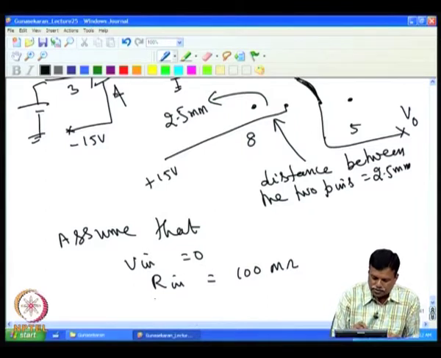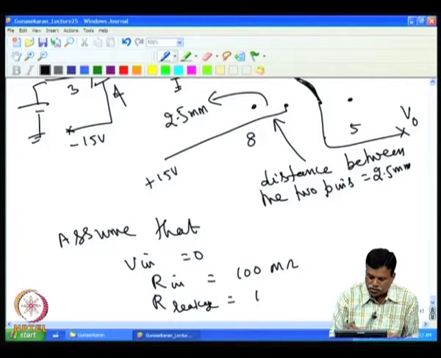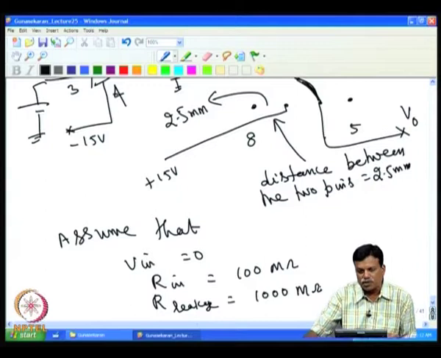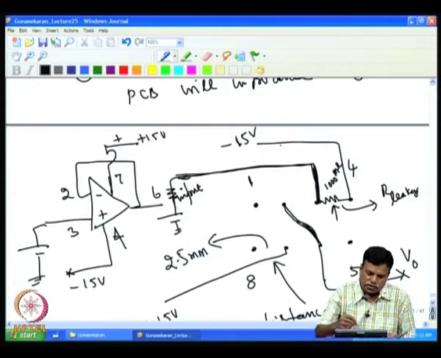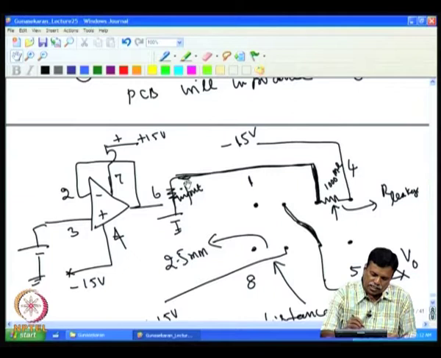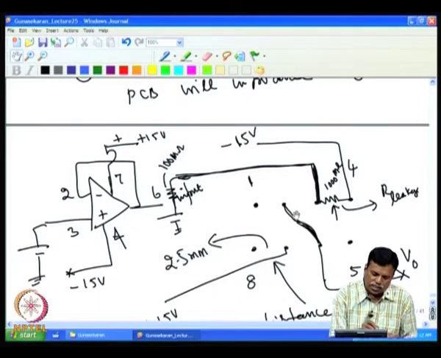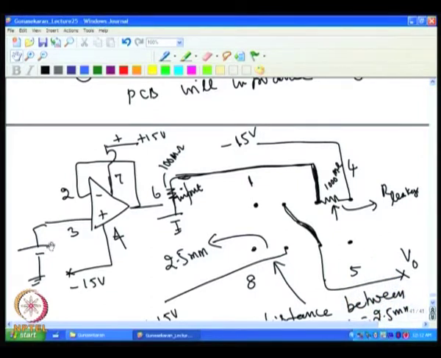R leakage to 1000 megohm. That means the minus 15 volt is now divided between this 1000 megohm and 100 megohm, because this is 100 megohm, the internal resistance which is there, and that assumes there is no voltage. Since there is no voltage here, we expect 0 volt at the output, and then this is having 100 megohm.